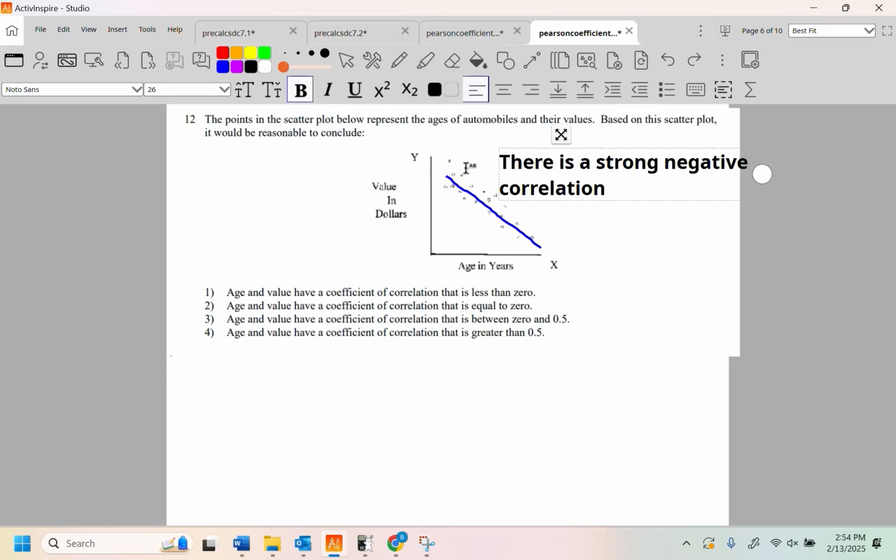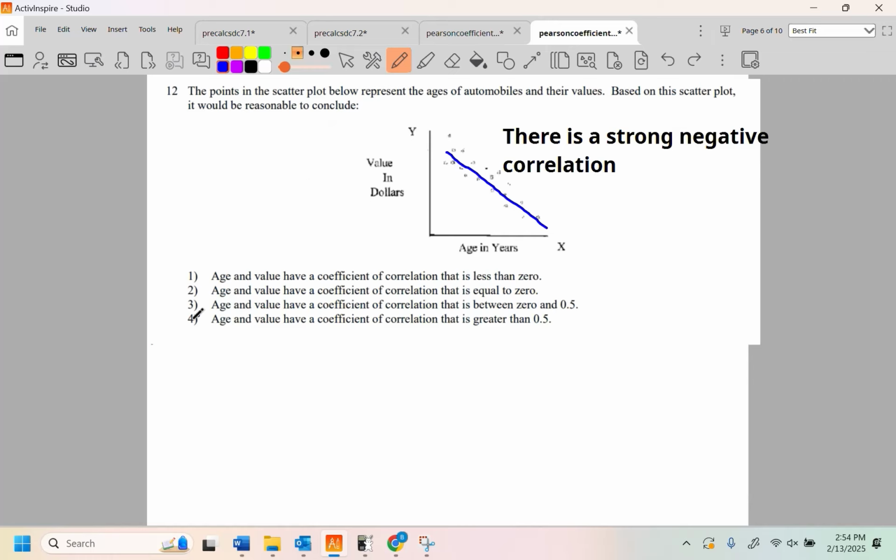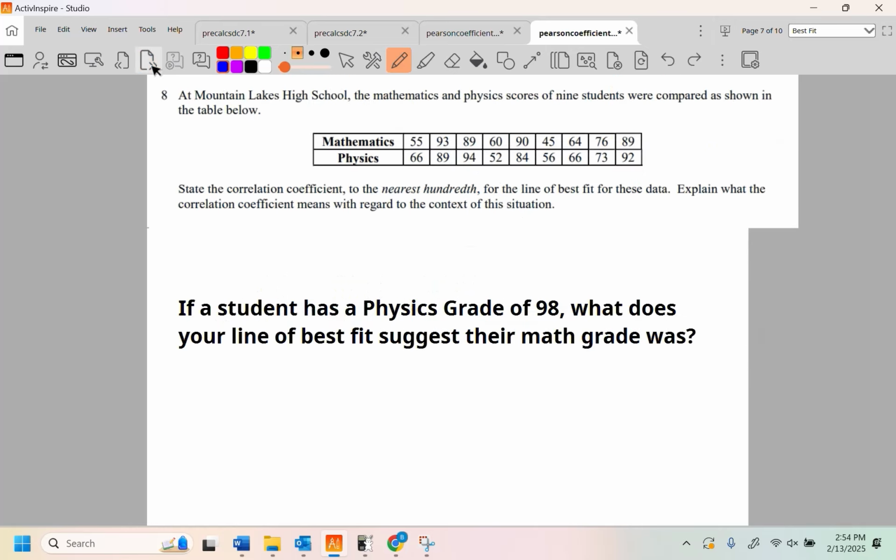But they do have a correlation that's greater than 1/2. It's actually negative, but that doesn't matter. It's actually a pretty strong relationship. The way the author wrote this question is kind of odd, but the best choice is 4. A case could be made for 1, but the best choice is 4.